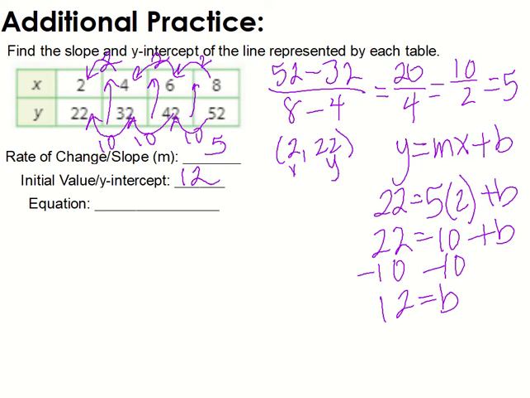Okay, and we can check to see if that fits our pattern, right? If I went back 2 and back 10, I would get 12, right? And this would become 0. So it does fit our pattern from our table. So then we write the full equation, y equals 5x plus 12.